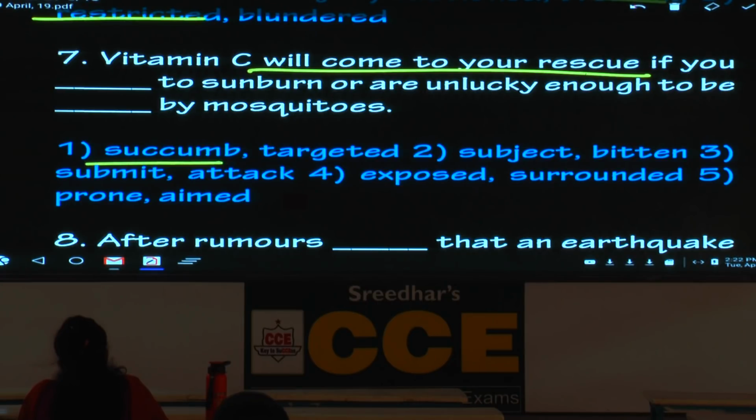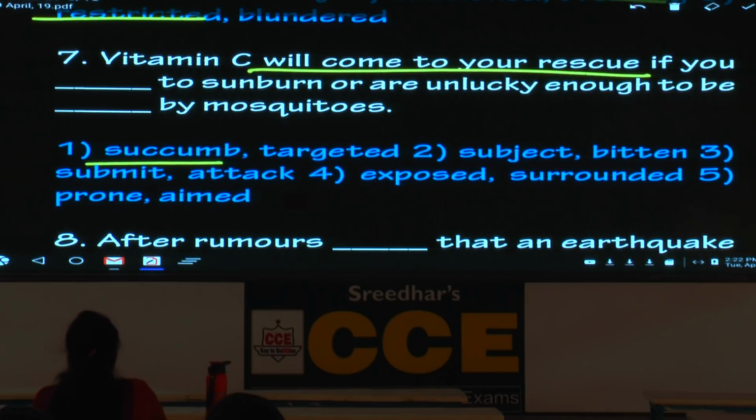Now, we'll see with that. Vitamin C will come to your rescue if you succumb to sunburn. Yield to sunburn, seems right. Or are unlucky enough to be targeted by mosquitoes. This also seems right. But generally, to be bitten by would have been better. But targeted, nothing wrong with that. Hold that one. We'll see the other options. What is the next one?